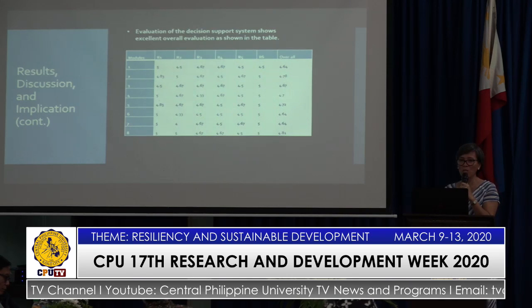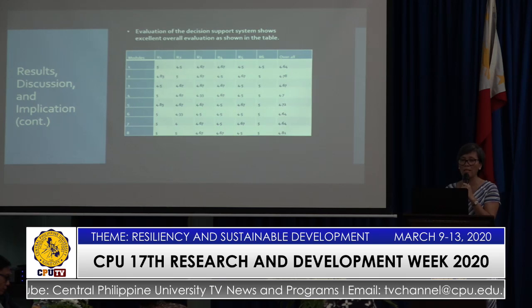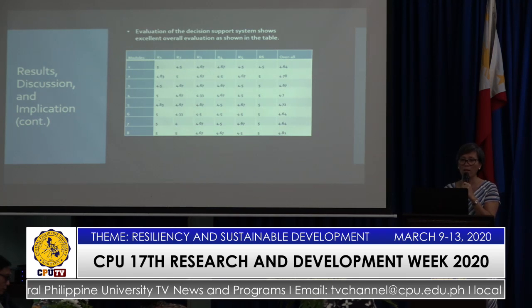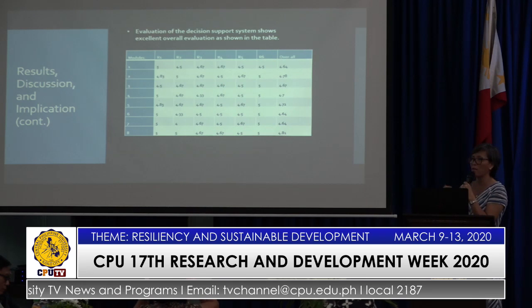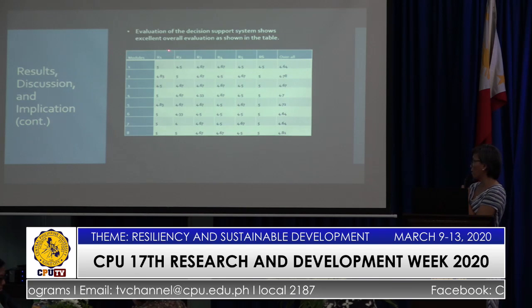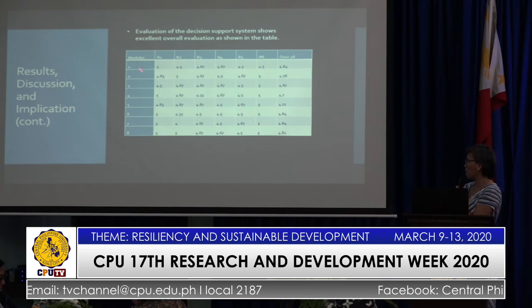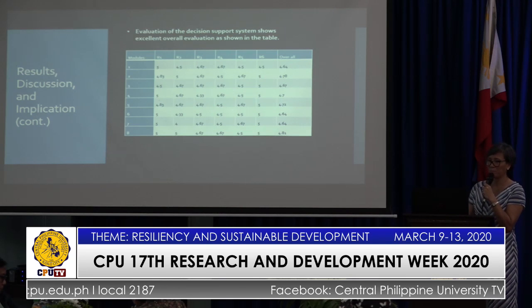For the evaluation of the DSS or the system itself, it shows that an excellent overall evaluation was reached based on the evaluation done by the guidance counselor. So they are the respondents here, and these are the different modules that were included in the system.